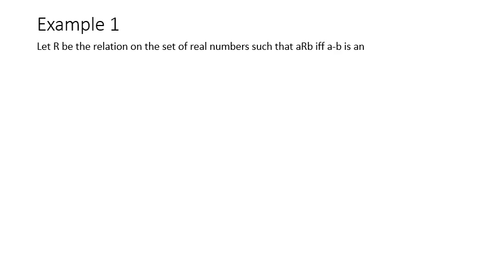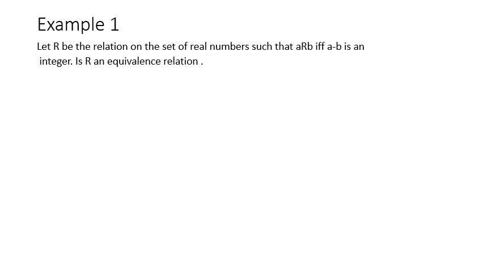Now let us see some examples of equivalence relation. Example 1. Let R be the relation on the set of real numbers such that a related to b if and only if a minus b is an integer. Is R an equivalence relation? So it is said that R is a relation on the set of real numbers such that a R b if and only if a minus b is an integer.